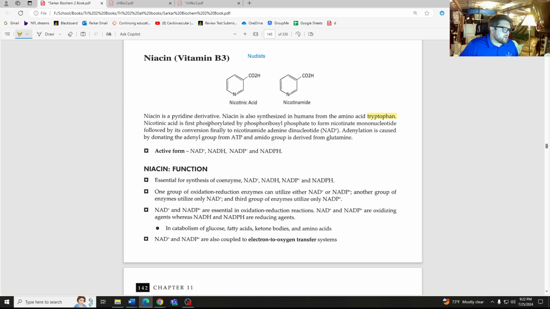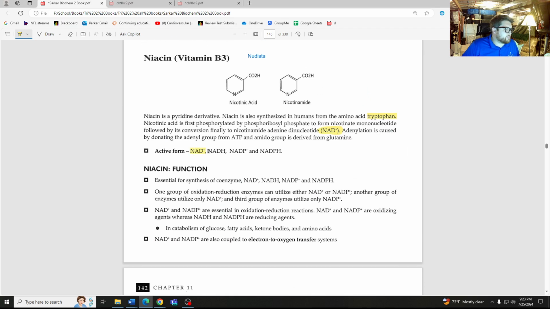Nicotinic acid is first phosphorylated by phosphoribosyl phosphate to form nicotinate mononucleotide, followed by its conversion finally to nicotinamide adenine dinucleotide, NAD+. We've seen NAD+ many times. Adenylation is caused by donating the adenyl group from ATP, and the amido group is derived from glutamine.